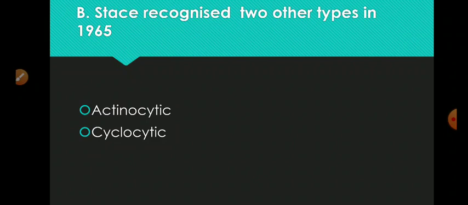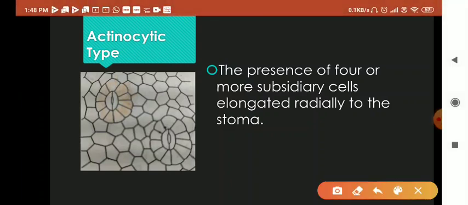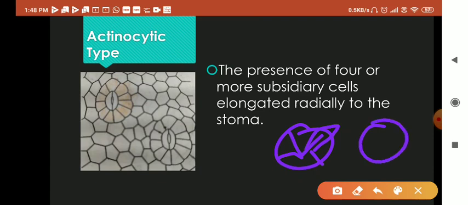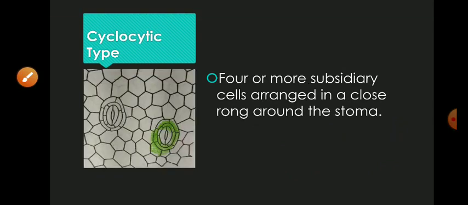A scientist named Stace recognized 2 types of stomata in 1965, and these were actinocytic type, the presence of 4 or more subsidiary cells elongated radially. What is elongated radially? This is your radius, and when cells are like this and they are elongated radially, we can call it actinocytic.